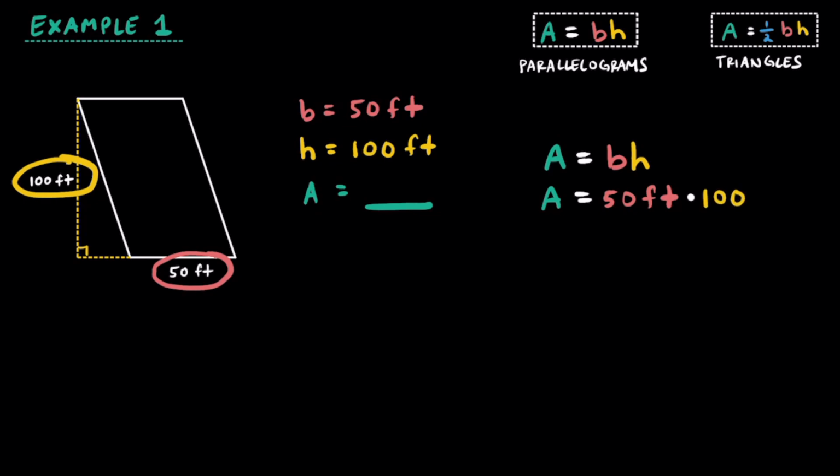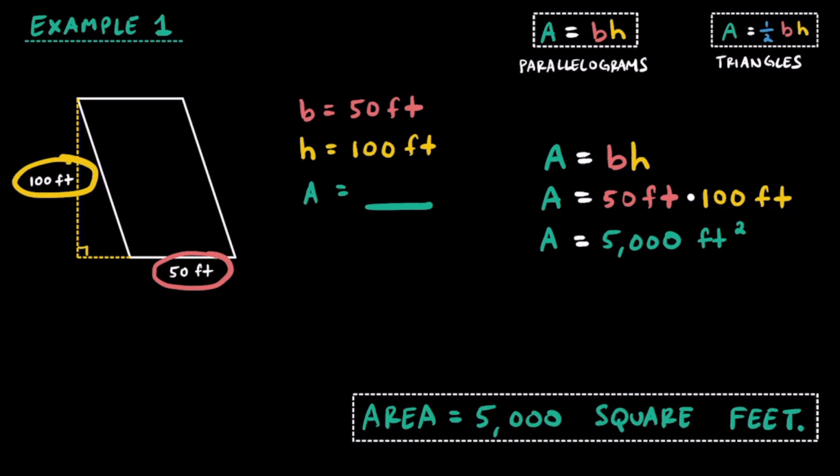Okay, so we're going to have to multiply these together, and if we multiply 50 by 100, well, 5 times 1 is going to be 5, and we have 3 zeros, so it's going to be 5,000. Okay, and then when we multiply feet by feet, that's just going to be feet squared. Therefore, we can say that the area of this parallelogram is equal to 5,000 square feet. And basically, all that means is that we can fit 5,000 of these 1 foot by 1 foot squares inside of this parallelogram. That's how much space is inside of it, or the area.